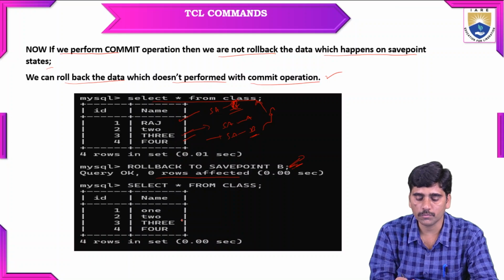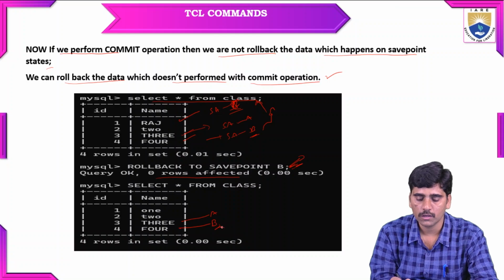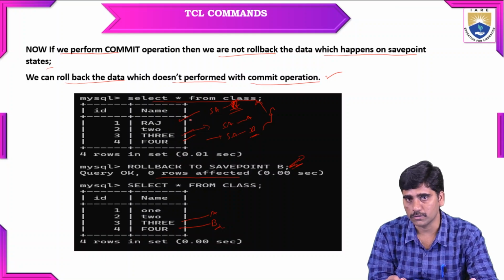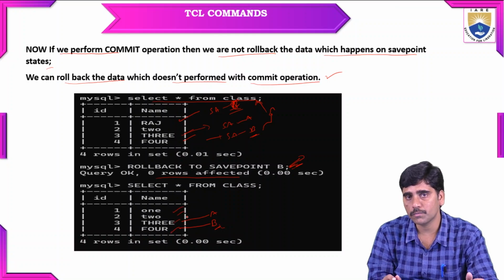After rolling back to save point B, this was created for save point A and this was created for save point B. After this we performed one more operation: updating the row whose ID equals 1 so the name becomes Raj. That Raj data will be rolled back. That's why you can see 1, 2, 3, 4 only, up to the save point B state.